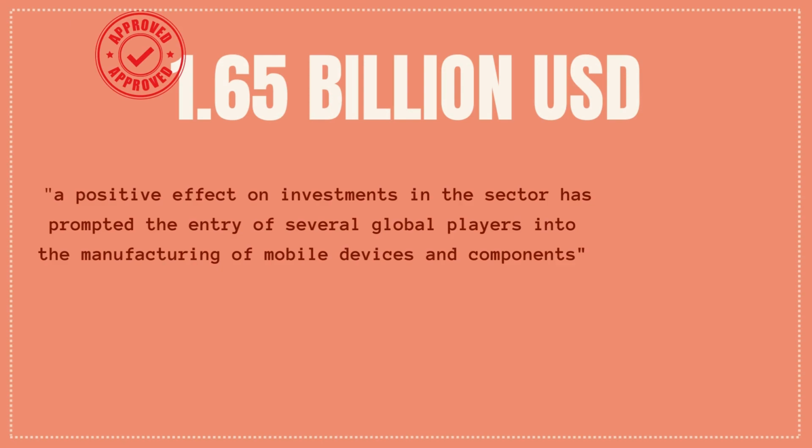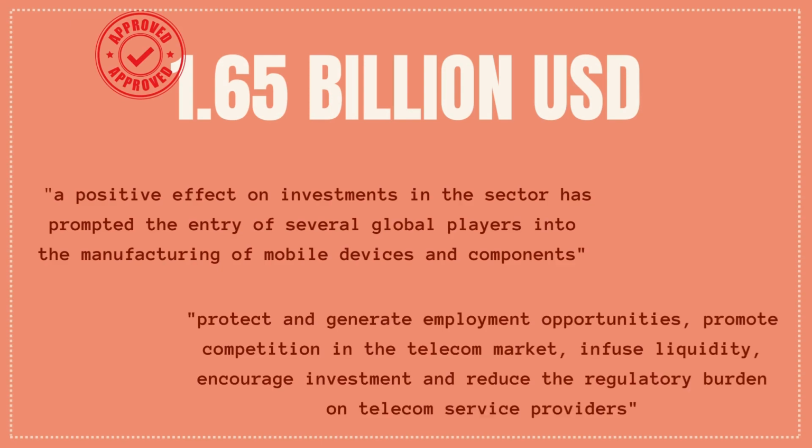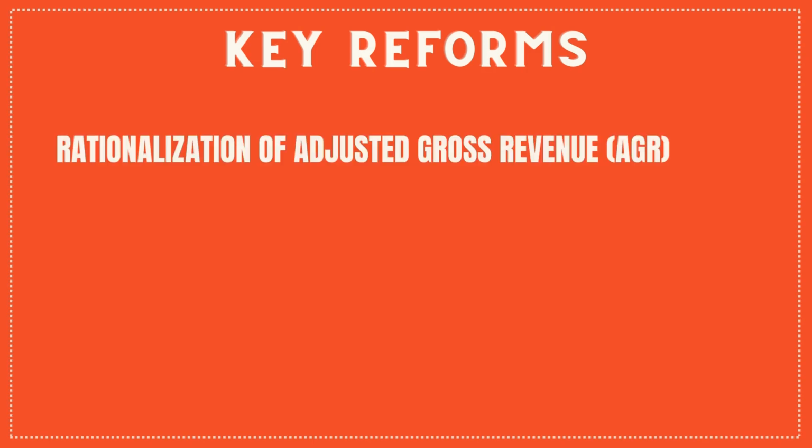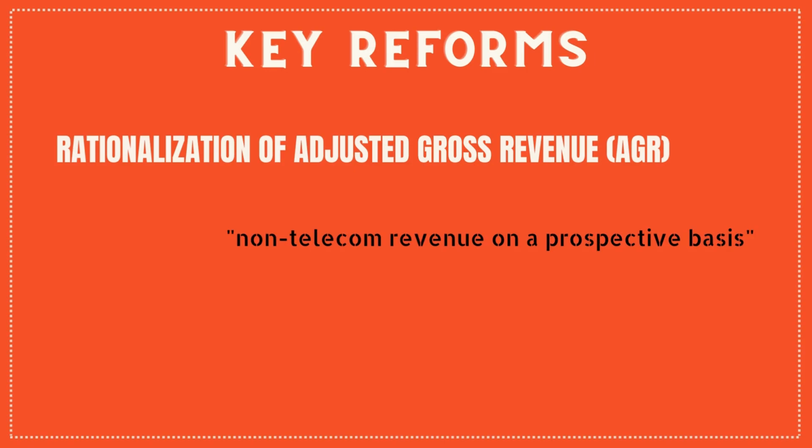The government has also introduced and approved several structural and process reforms in the telecom sector that are expected to protect and generate employment opportunities, promote competition in the telecom market, infuse liquidity, encourage investment, and reduce the regulatory burden on telecom service providers. Some of the key structural reforms include rationalization of adjusted gross revenue to exclude non-telecom revenues on a prospective basis from the definition of AGR.